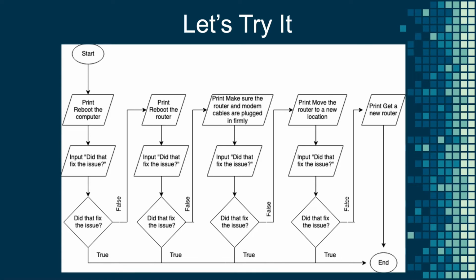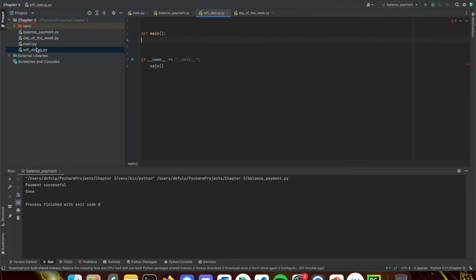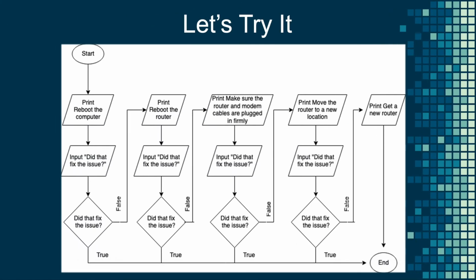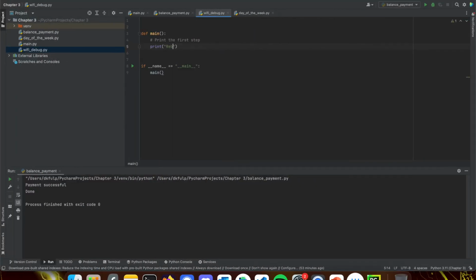So here's how this is going to look. We'll come over here, and we have a new file called wi-fi_debug.py. Here we have our main line logic, so def main, and then if name equals main. That makes sure we have that. And the first step we're going to do is print the first step. So we'll do print, and we'll say reboot the computer.